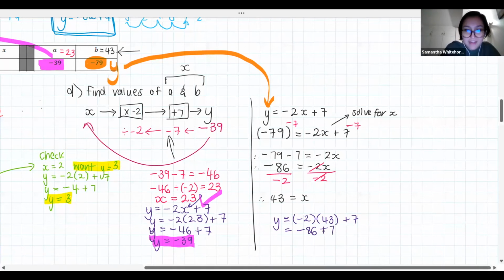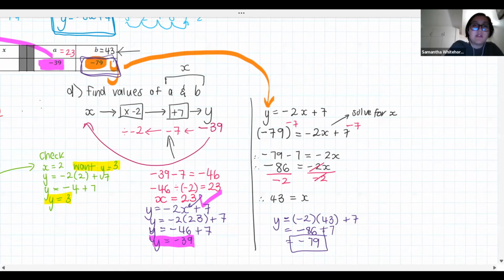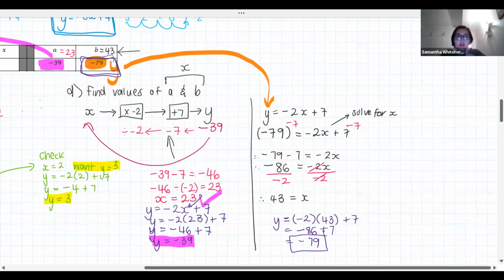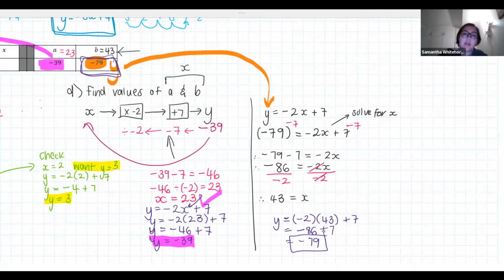Plus 7. -86 plus 7 is -79. That is exactly the same output value as what we were given. So we have checked and we have gotten that correct. All right. So guys, you can always check with your rules.